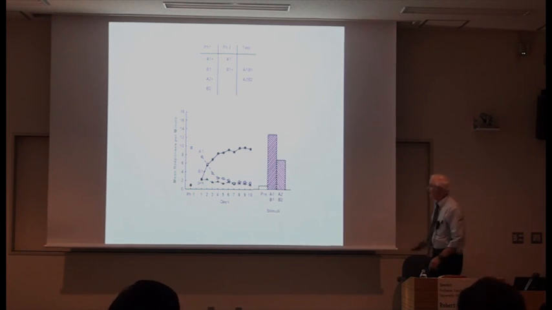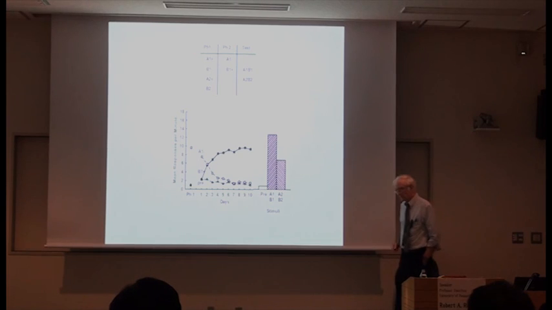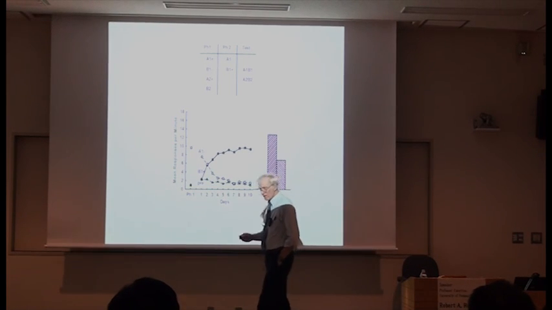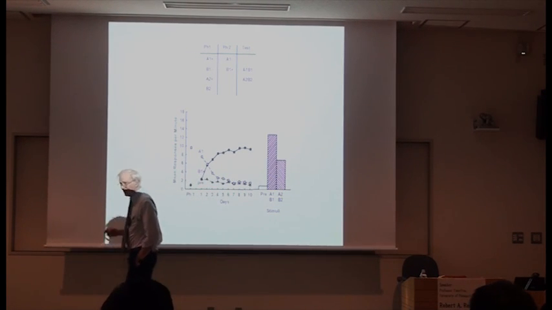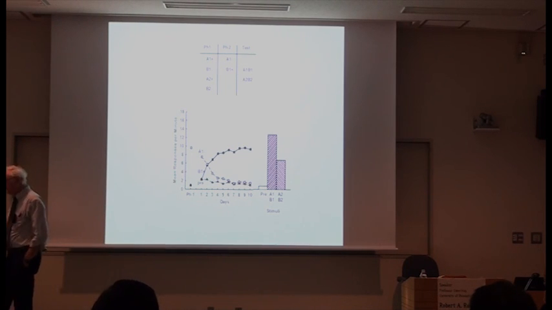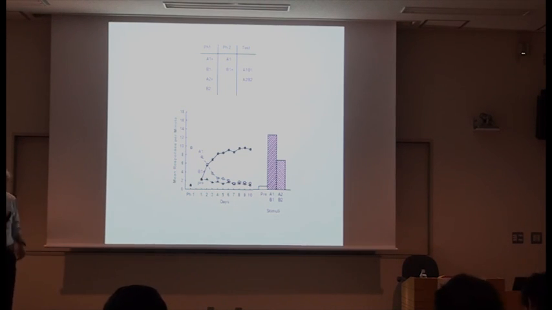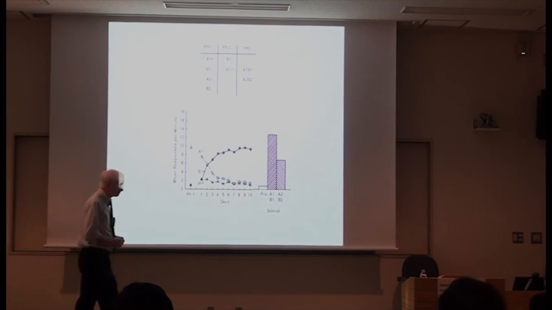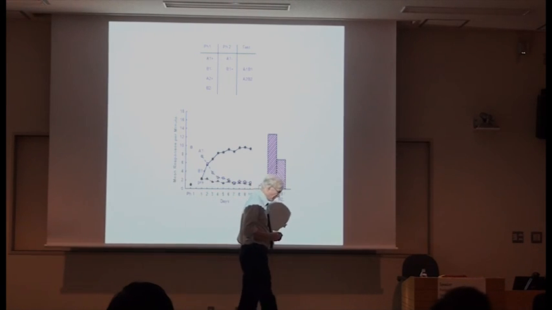Here's the test. The test result was A1B1 is greater than A2B2. And I'm sure you all remember what that means. That means that reinforcement generalized less than non-reinforcement. So in fact, it's true that the breadth of generalization is greater when you extinguish than when you reinforce. Turns out theoretically to be a very important issue.